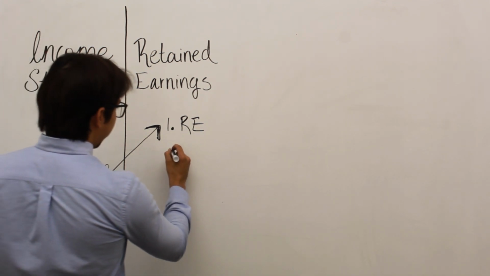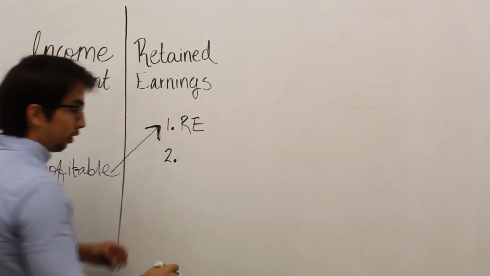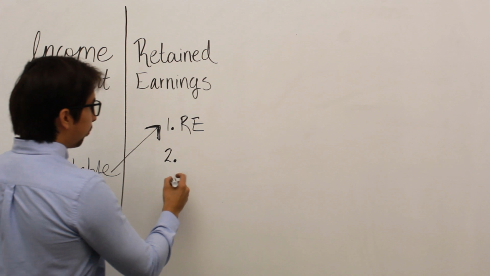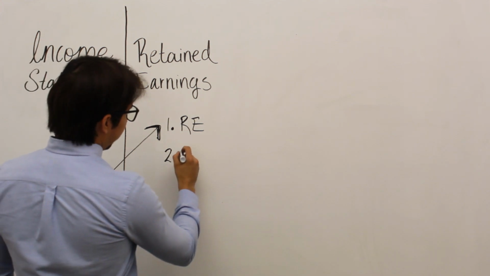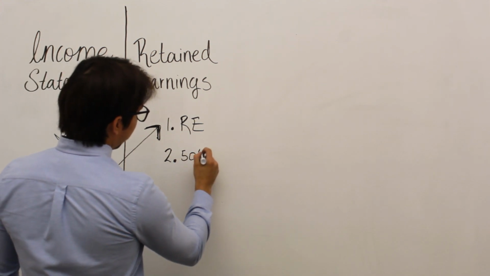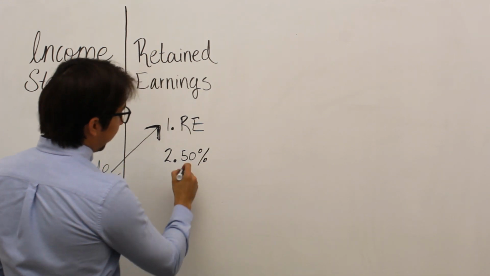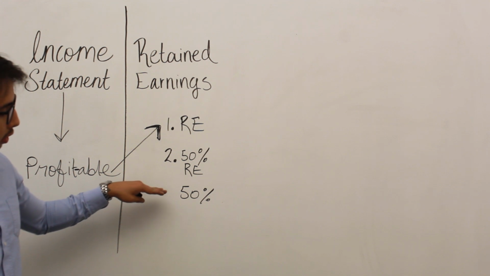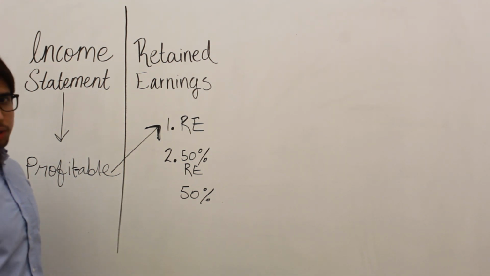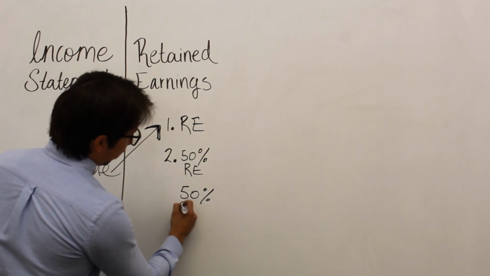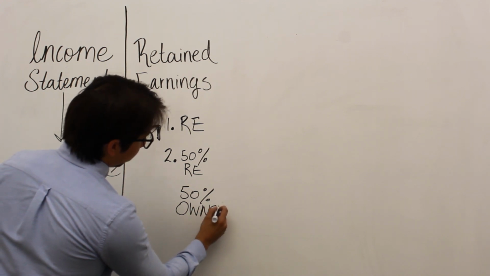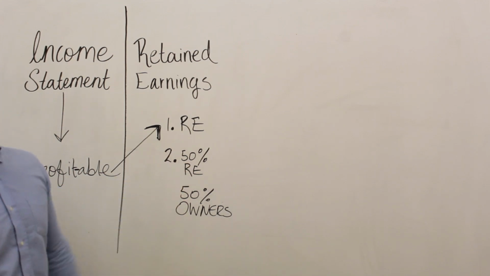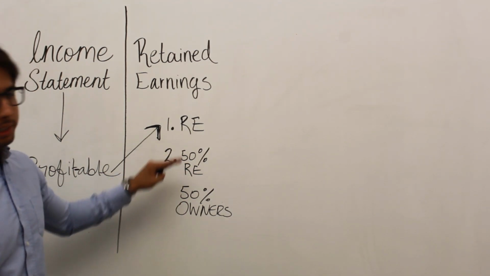The second thing that companies will do with profit is they'll put a portion of it, like say 50%, into retained earnings. Then they'll also pay the owners the other portion of it. So 50% goes to the owners. I want to tell you that this 50% doesn't have to be 50%, it could be 90 and 10, okay?